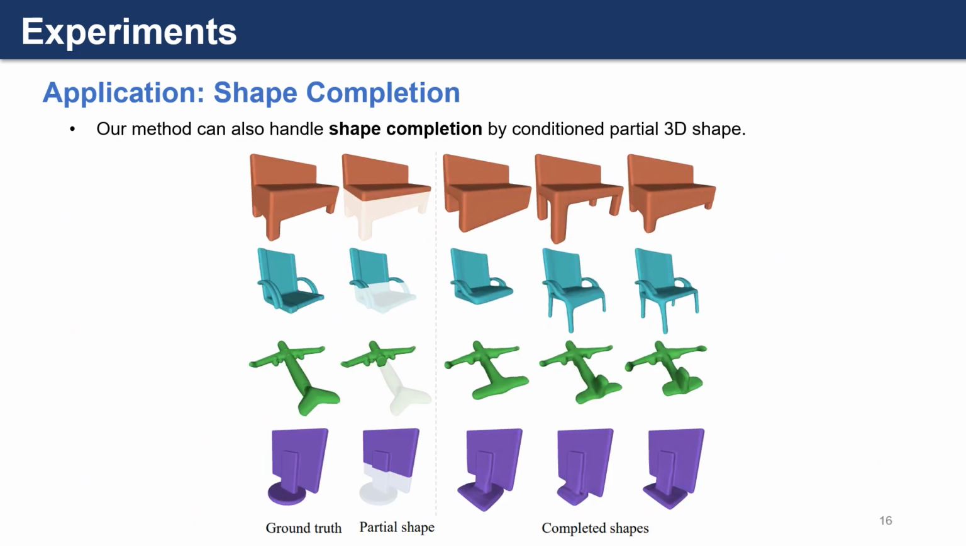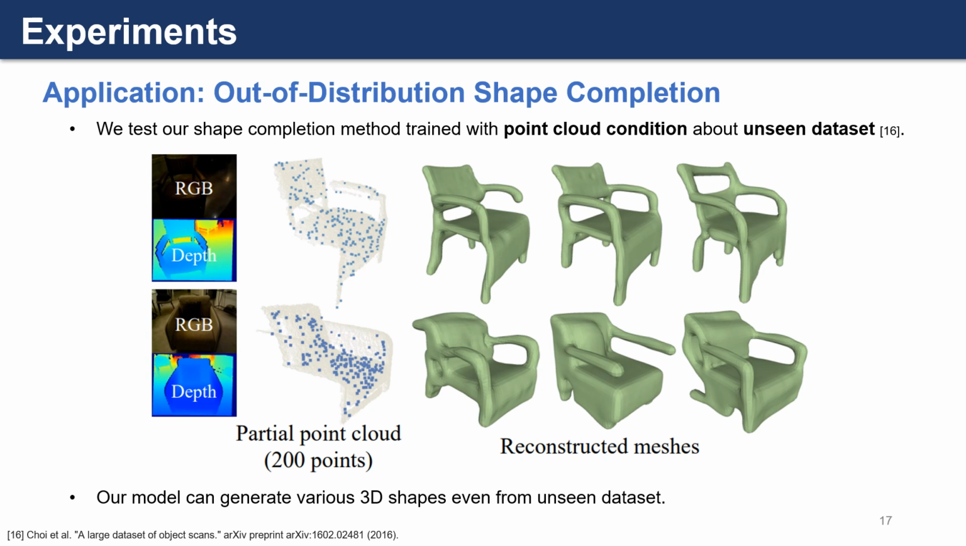This figure is a visualization of shape completion results. With a given partial 3D shape in the form of an SDF voxel, our proposed method predicts the complete shape. As you can see in the figure, our method shows various and plausible candidates for the same given condition. This figure is a visualization of shape completion results from a point cloud of a real-world dataset. We train our model to predict the complete shape from a partial point cloud of our dataset. Our model can generate various 3D shapes even from an unseen dataset.